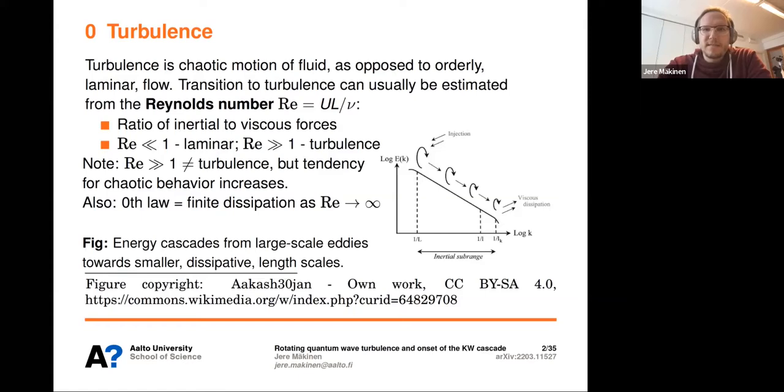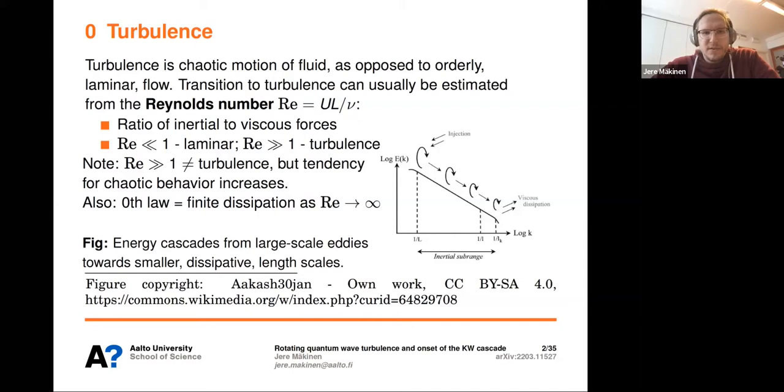So what is turbulence? Turbulence is often described as chaotic motion of fluid as opposed to orderly laminar flow. Transition to turbulence can usually be estimated using a dimensionless parameter called the Reynolds number, which is defined as the ratio of inertial and viscous forces. Generally speaking, for a low Reynolds number, the flow tends to be laminar, while for a high Reynolds number, the flow tends to be turbulent.